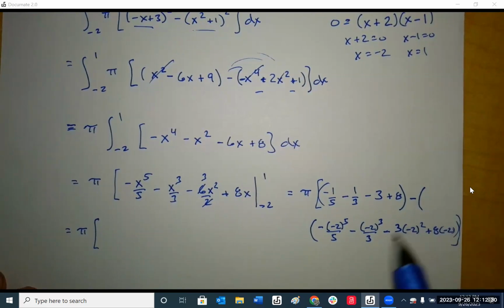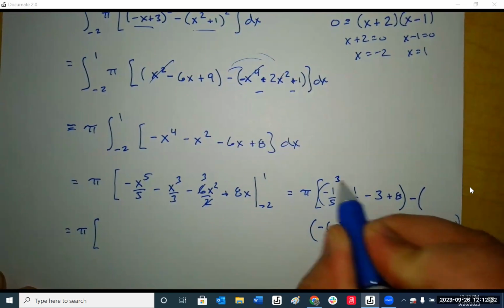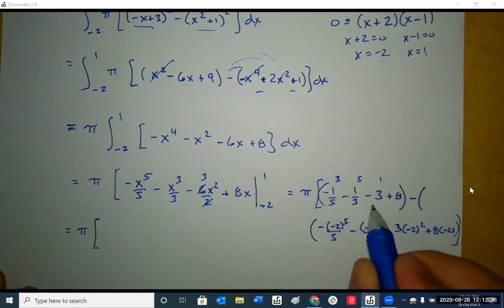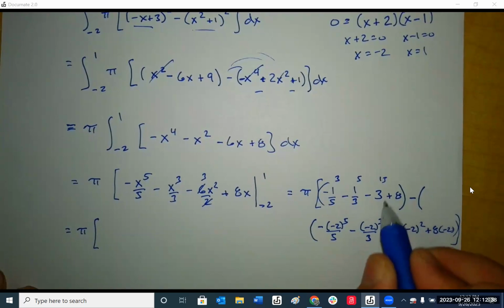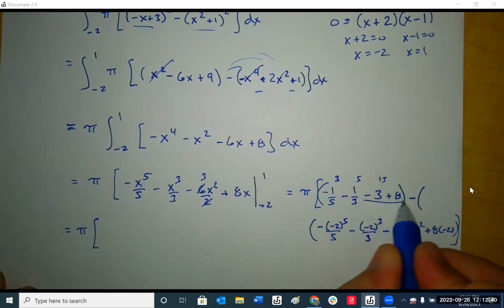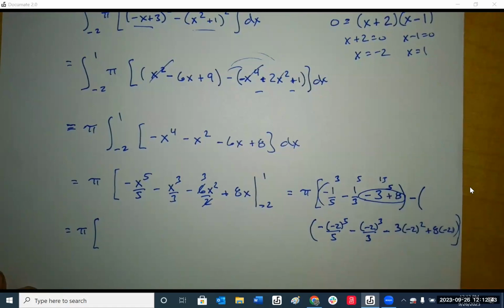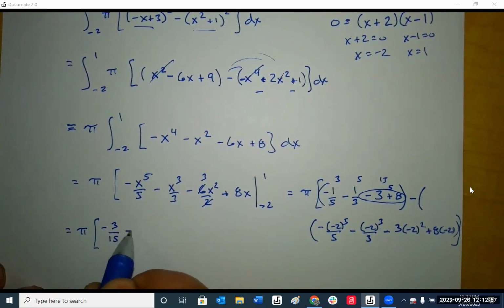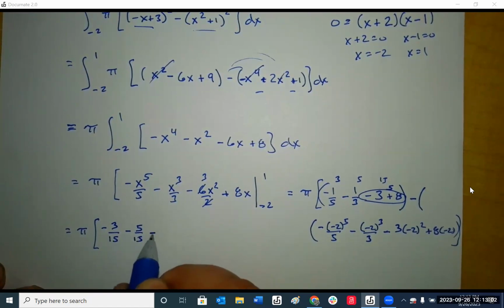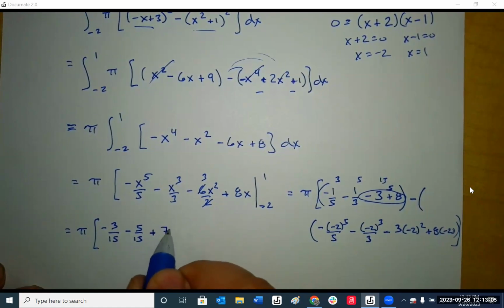So 15 is my LCD. 3, 5. 8 minus 3 is 5 times 15. We got -3/15, 5/15, (75/15).